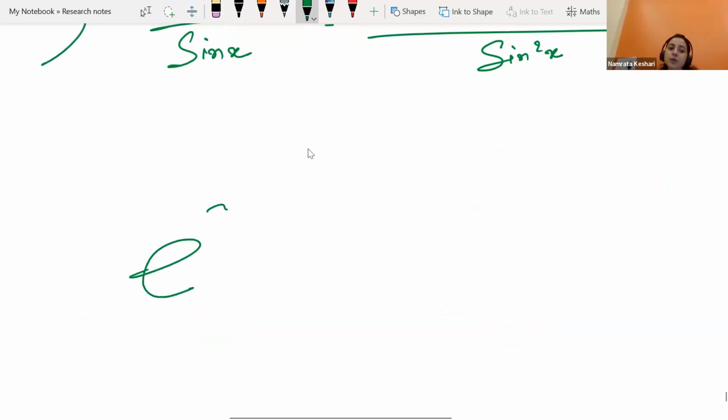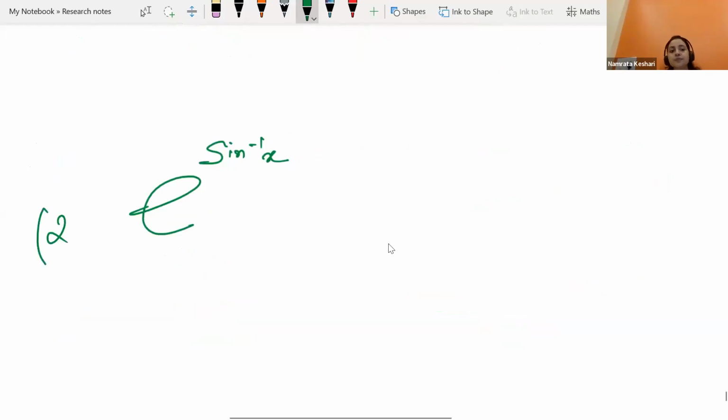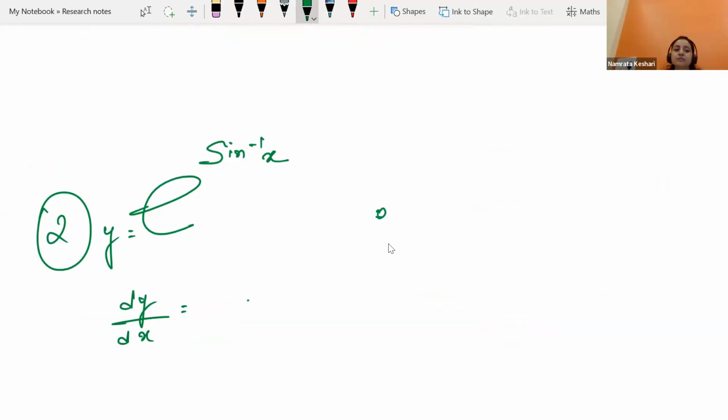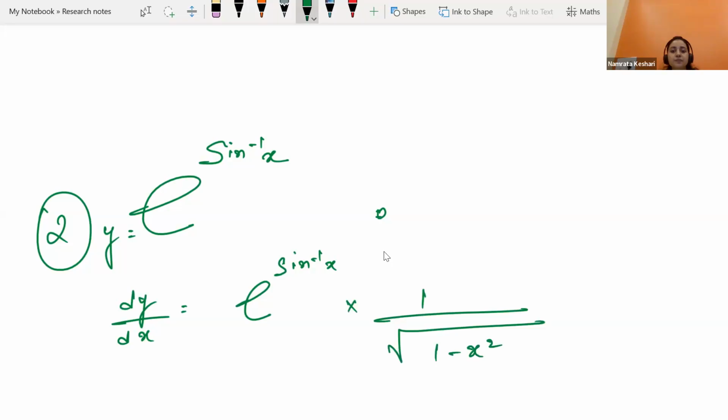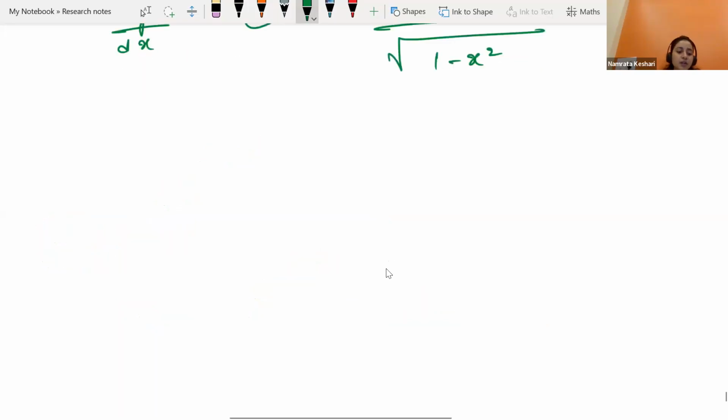If we have e raised to the power sine inverse x, let's find the derivative of this with respect to x. If this is y, dy by dx will be e raised to the power sine inverse x into the derivative of sine inverse x, that is 1 by under root 1 minus x square, and we are done, right? Yes, ma'am. It's that simple. So here nothing new we are learning. You already know this concept, right, Fatima?